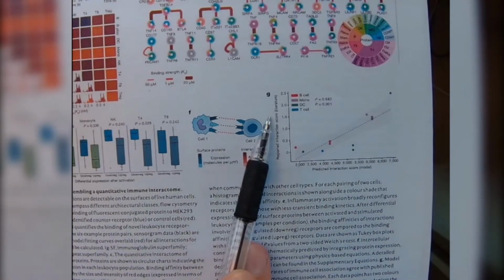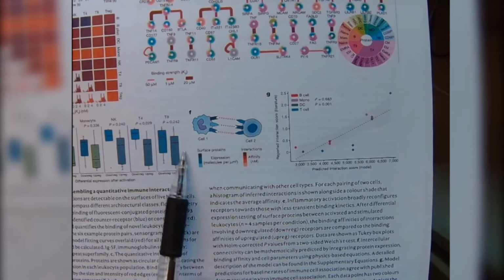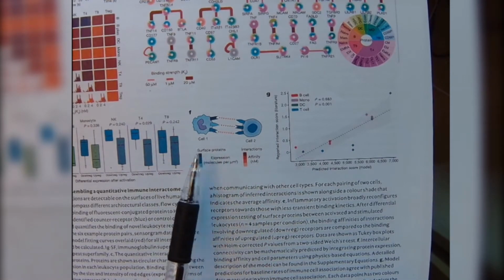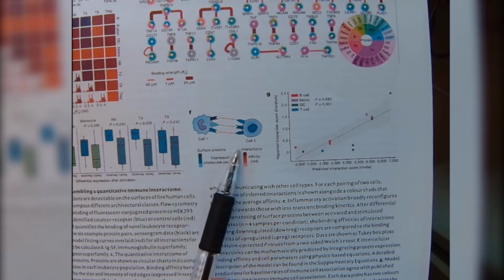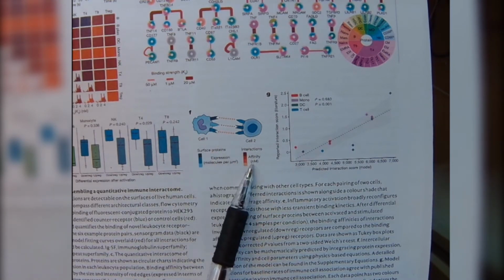So here is their guide on how they looked at how cells interact. So your surface protein expression, the darker blue it is, the higher it is expressed, and the interactions, the darker red it is, the higher affinity.